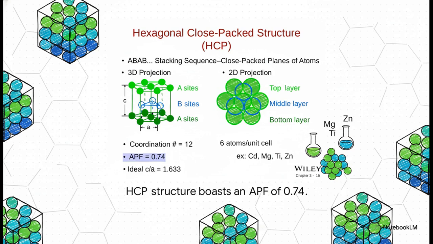Instead of a cube, it forms this hexagonal prism, and instead of an ABC stacking, it uses an alternating AB-AB stacking sequence. The middle layer sits perfectly nestled between the top and bottom hexagonal layers. This is the structural foundation for metals like cadmium, magnesium, zinc, and titanium.